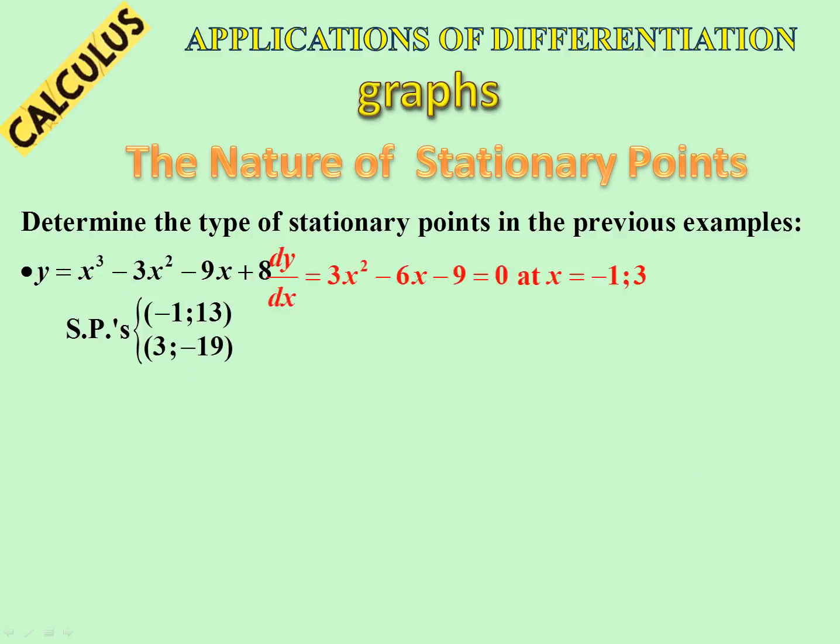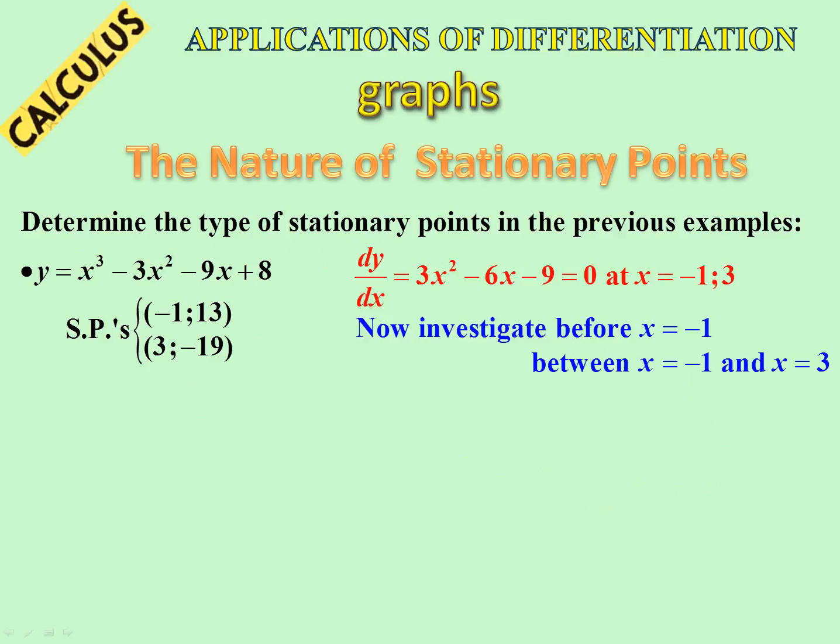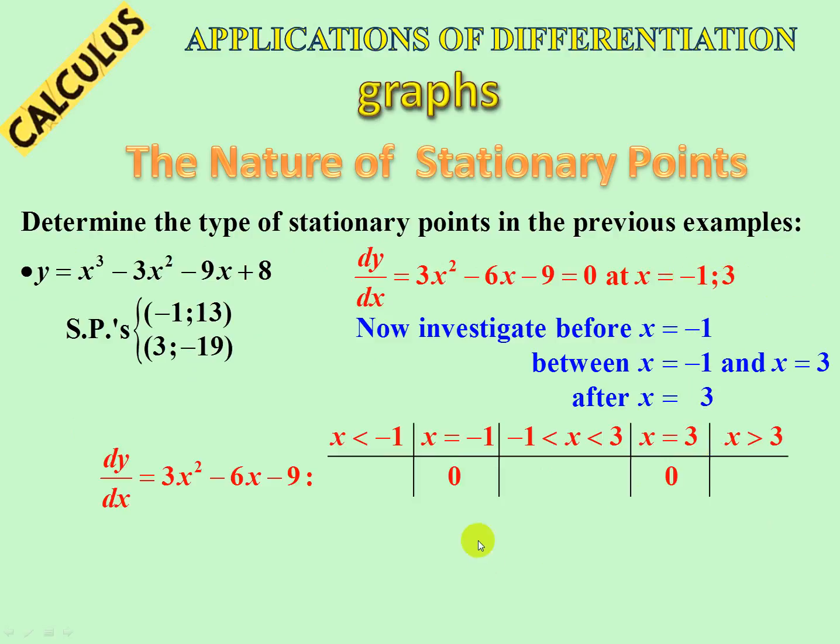This is going to have 2 turning points. Derivative equal to 0. We did that. Now we're going to investigate 3 areas. You see, because we have 2 where it's 0. So we're going to draw up the table. We have the 2, and we're going to say before, between, after. We're going to substitute values in.